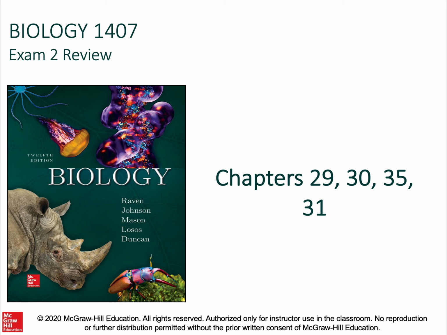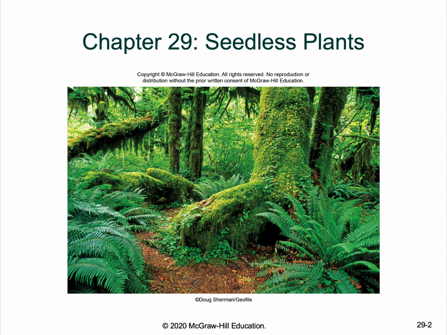This is a review for exam 2, which covers chapters 29, 30, 35, and 31, which is seedless plants, seeded plants, plant form, and fungi. So to start off with chapter 29, seedless plants. Not all of these in this photo are seedless plants, but there are a few. So we've got moss, which is considered to be seedless, and we also have ferns. And those are the only two that I can really see that are considered to be seedless plants, and so we're going to learn about those.